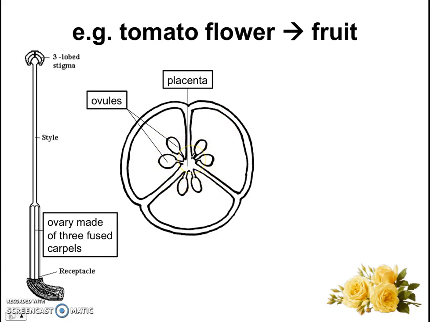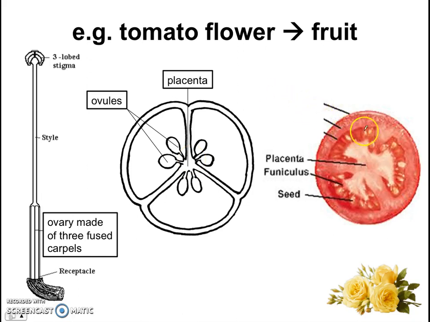Now, after fertilization, when you form the tomato fruit, can you see that actually it's very similar? You can still see the seeds, so the ovules have become the seeds, right? The carpels, which were fused together to form the ovary, have become the fruit, and the placenta is still here in the middle. Right? So even when you cut open your fruits now, you can kind of tell what part used to be the ovary, which part used to be the ovule.